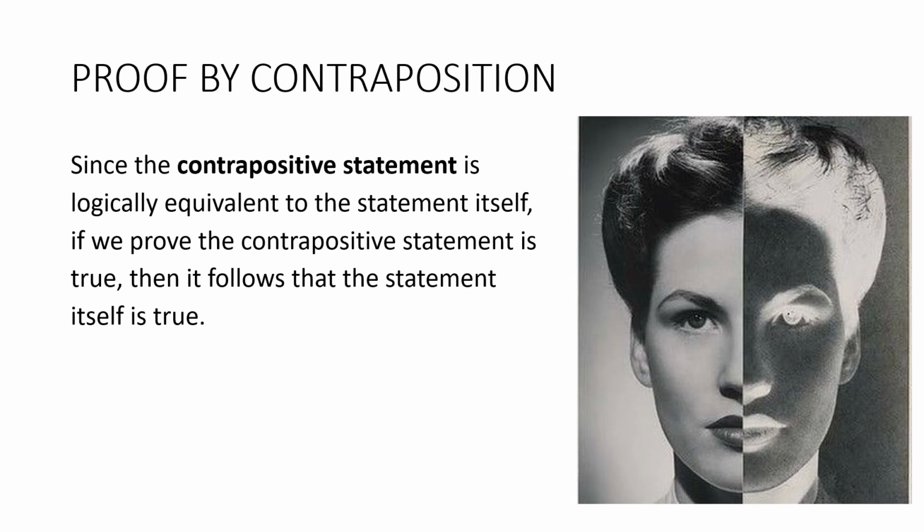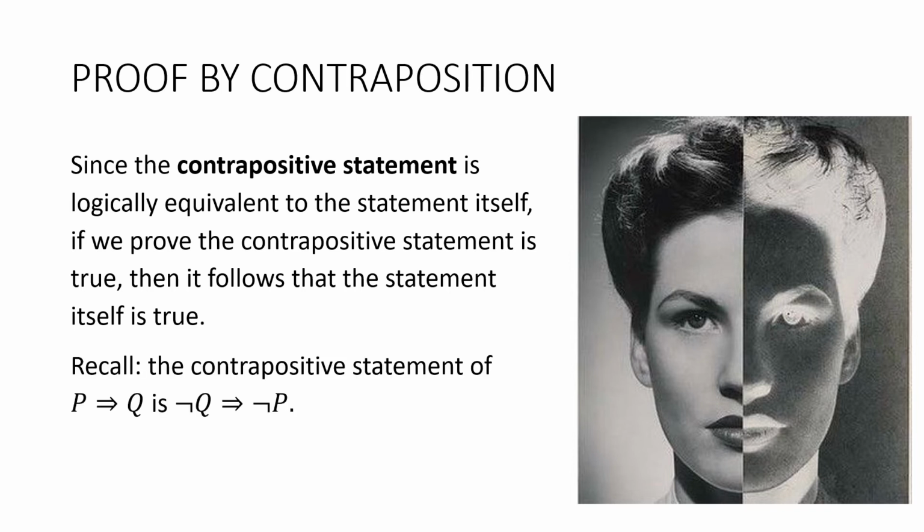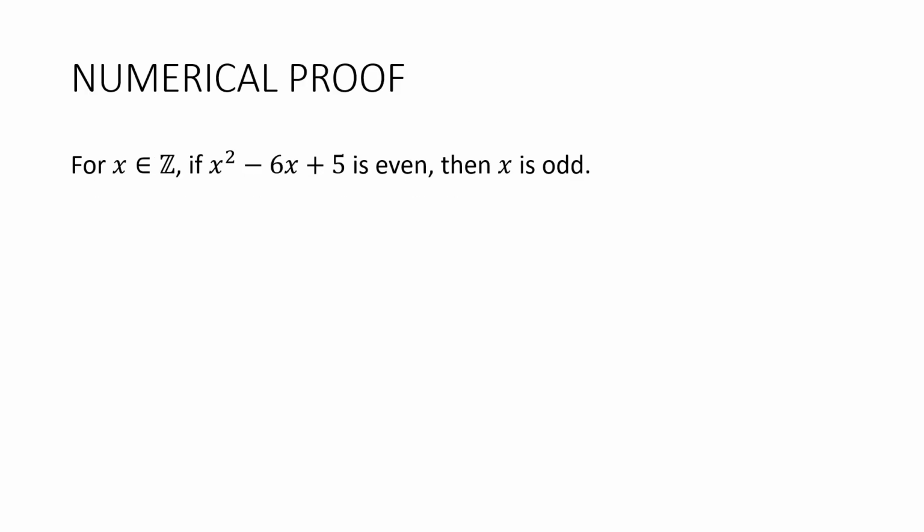Now remember, the contrapositive statement is logically equivalent to the statement itself. So if we prove the contrapositive statement is true, then it follows that the statement itself must be true. Remember, the contrapositive statement of P implies Q is not Q implies not P. Here's a numerical example. For all integers x, if x squared take away 6x plus 5 is even, then x is odd.